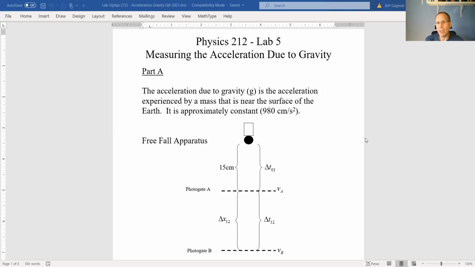Now, how are we going to measure g? We're going to do this two different ways. One way is using a ball drop apparatus. And the second way is using a simple pendulum, right? So those wooden pendulums, or you could even use a simulation like the PHET simulation of a pendulum.